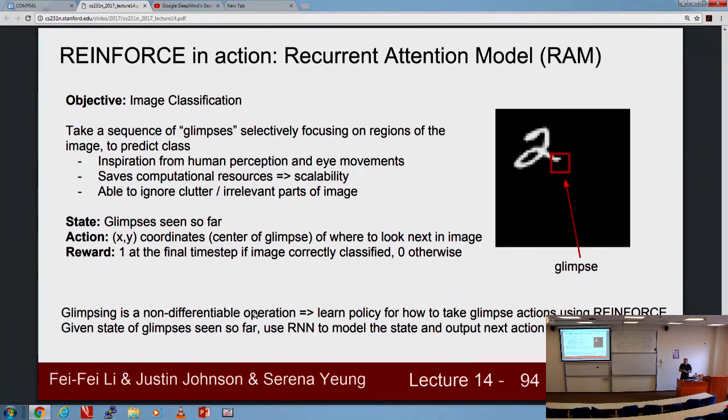The reason we need reinforcement learning for this is that each glimpse action is non-differentiable. Unlike soft attention mechanisms where we multiply all the pixels with some Gaussian or something, a glimpse basically cuts out a window at a particular location. That's a discrete action that is not differentiable. And when things are not differentiable, we can't use regular supervised learning tricks. We have to fall back on reinforcement learning.